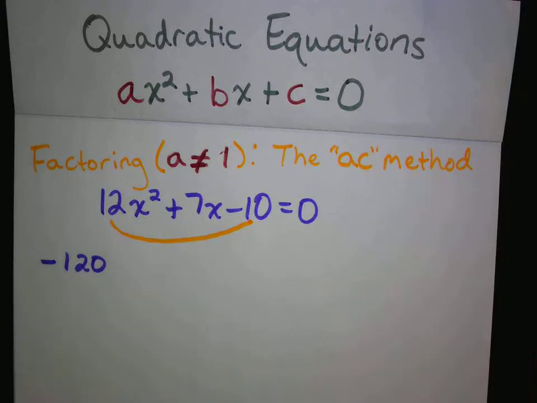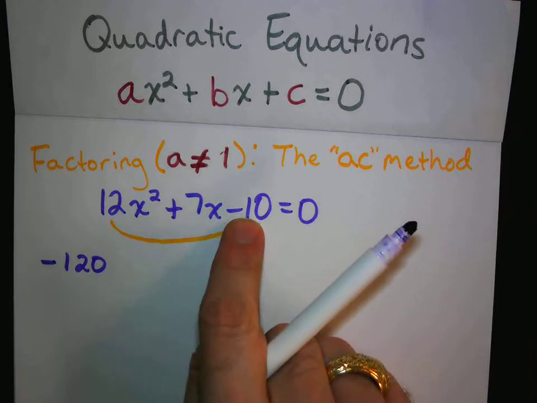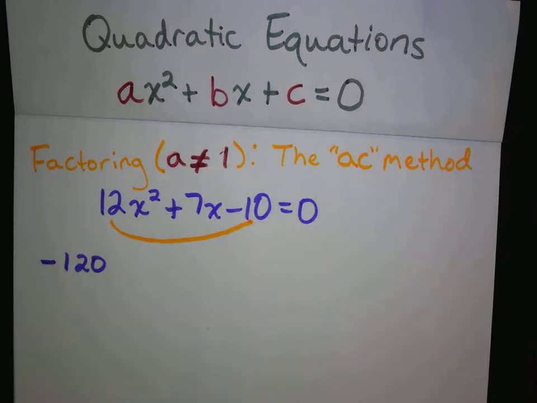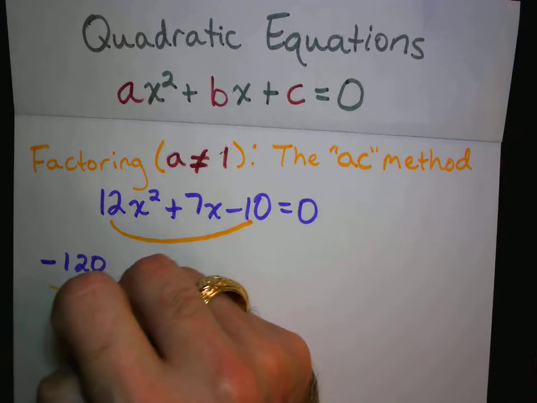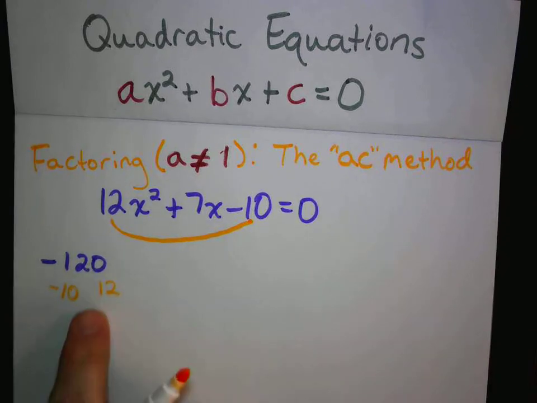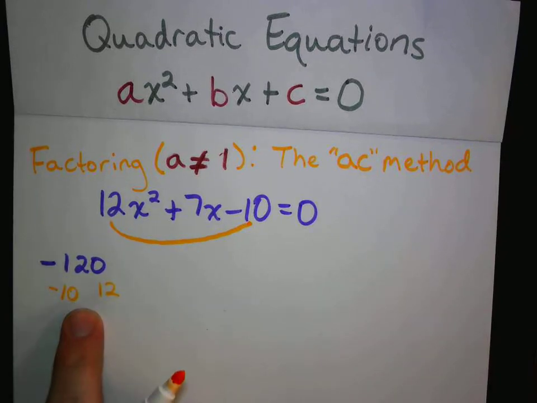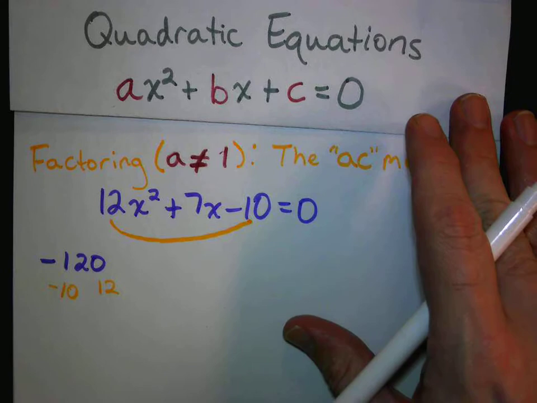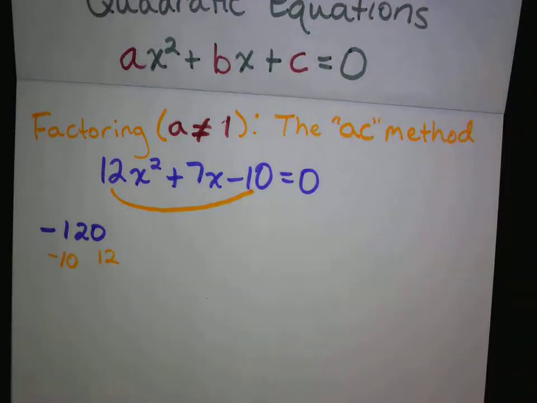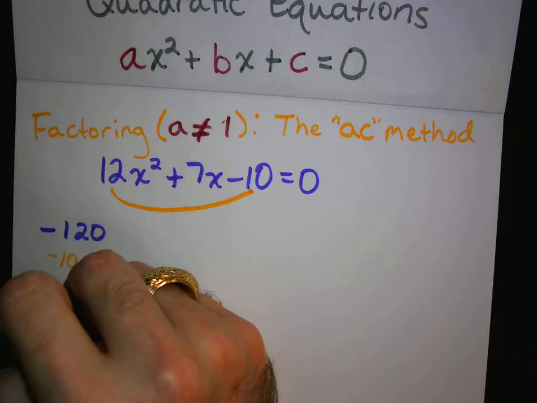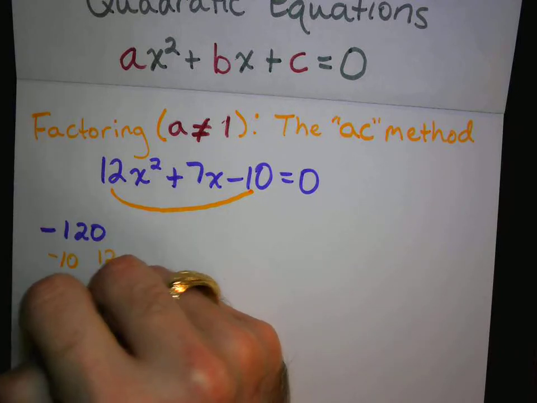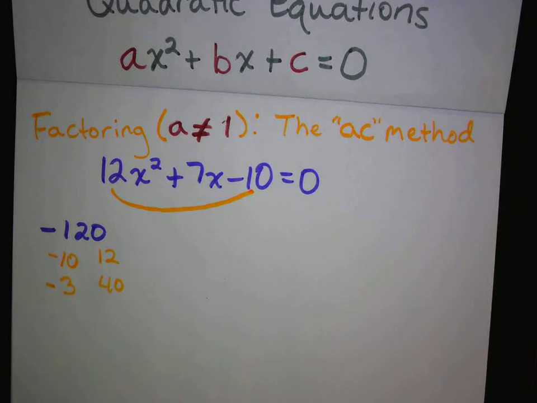to b. So let's try, first of all, well, we know that negative 10 and 12 are factors of 120 because we just multiplied them to make it. Unfortunately, 12 and negative 10 added together makes 2, not 7. So we keep going. And maybe we try next negative 3 and 40. Well, that's 37.